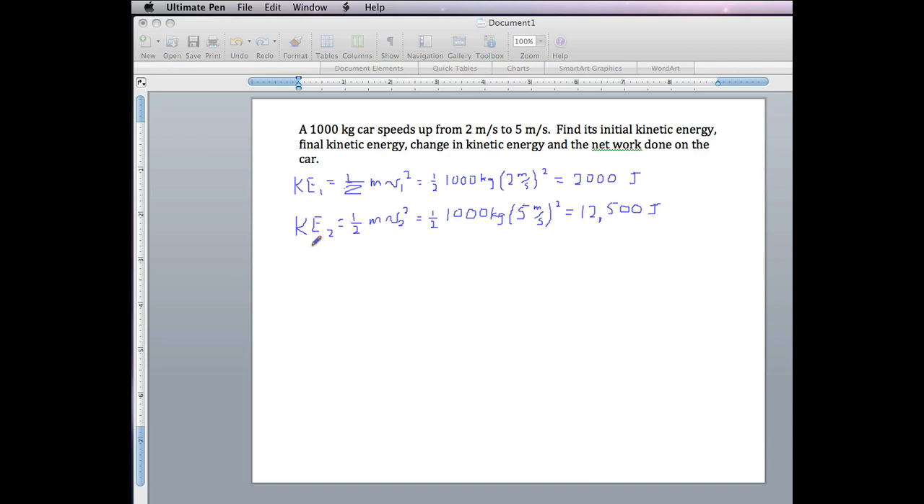Now we want to find the change in kinetic energy of the car. Change in something, we use the notation delta. So delta KE will indicate the change in kinetic energy. That delta notation always indicates the final value minus the initial value, so be sure you subtract things in the correct order. That would be KE2 minus KE1.